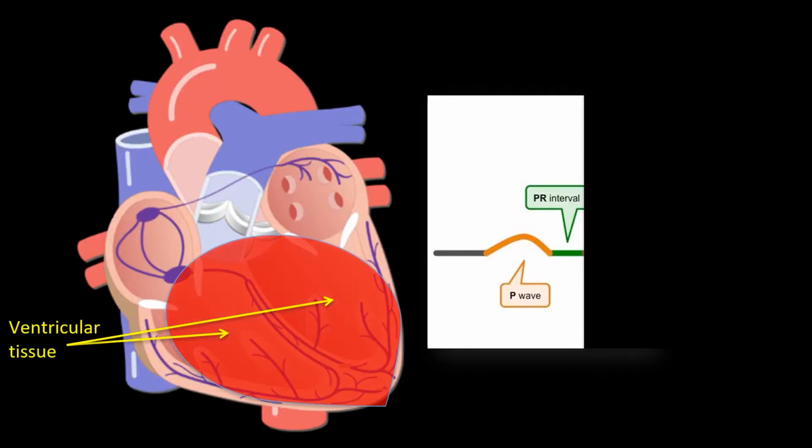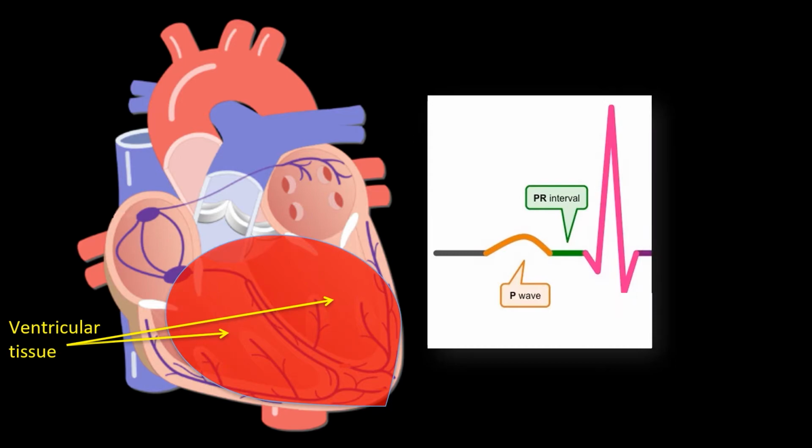We had learned how to interpret rate, rhythm, axis on an ECG. We looked at the P wave and the PR interval, and now we're going to look at the QRS interval in detail. The QRS interval is generated by depolarization of the ventricles.